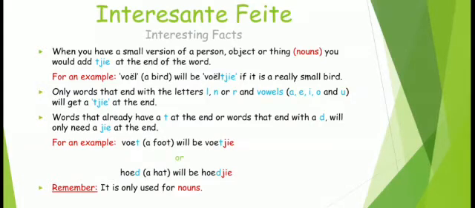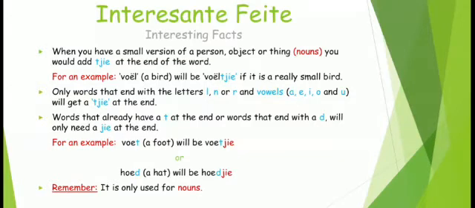Now the next point says only words that end with the letters l, n, or r, and vowels, those five letters, a, e, i, o, u, will get a ki at the end. So look at this ki. It's a t, a y, an i, and an e. Only those letters will get this ki, the t, j, i, e at the end.